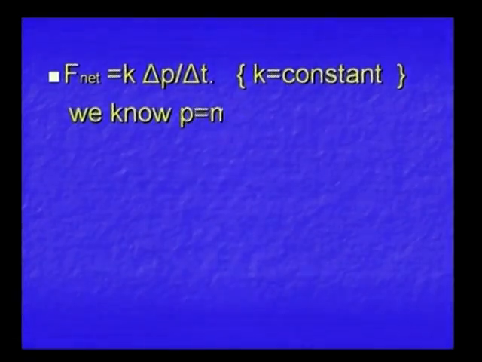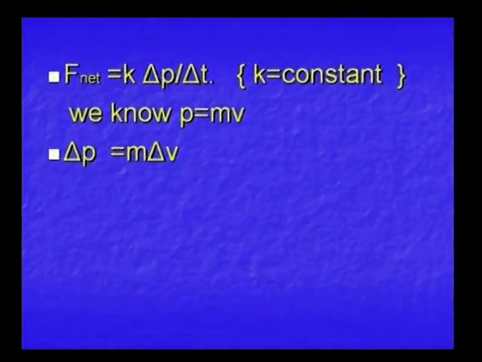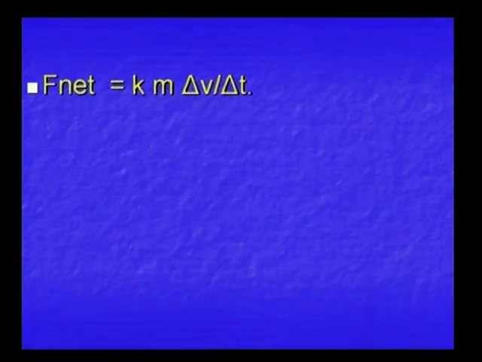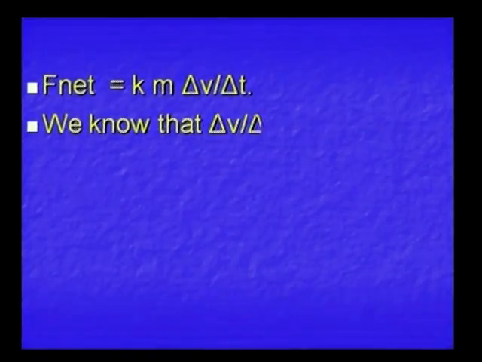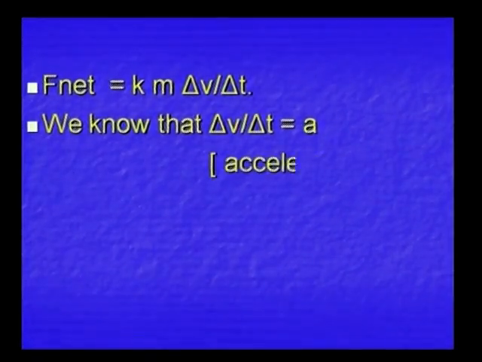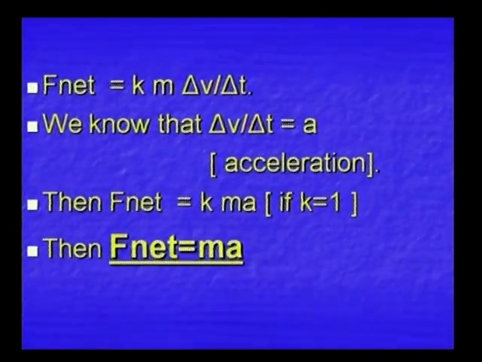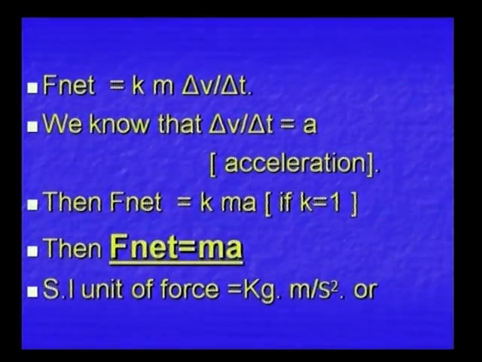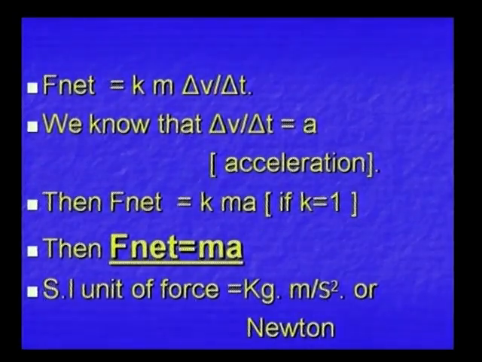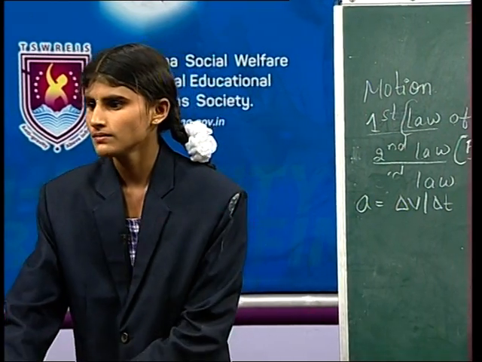If k is a constant, then we know that p equal to mv, and so friends, see here F net equal to k m delta v by delta t. Delta v by delta t is the acceleration a. So, F net equal to k m a. If k equal to 1, then F net equal to m a. So, F equal to m a. The unit of force is kg meter per second square, and newtons in the MKS system. Okay friends, this is the derivation, and now let us see a video.